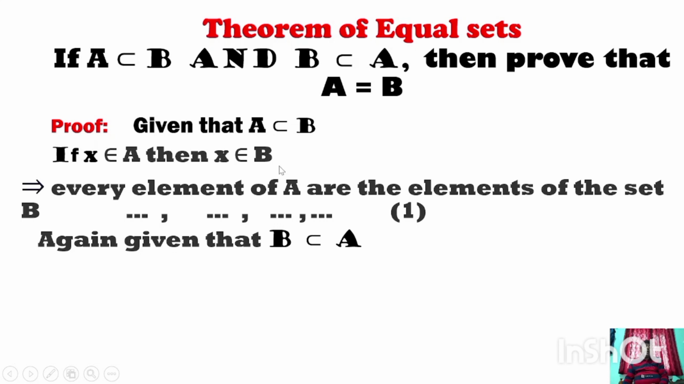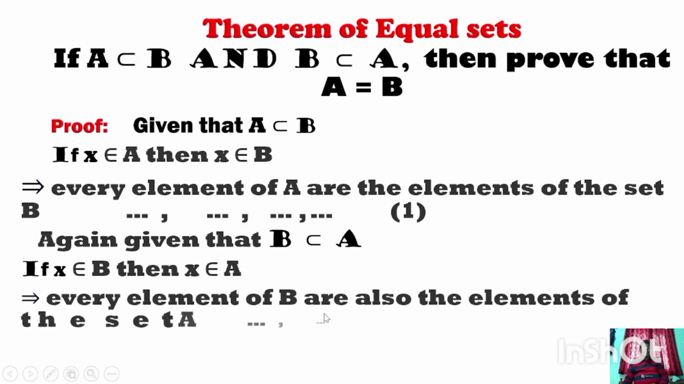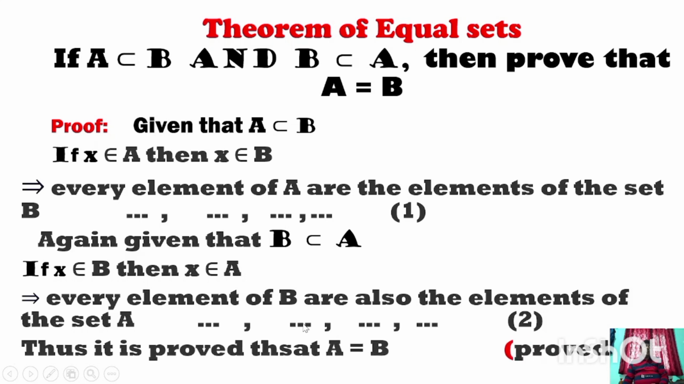And again given that B is a subset of A. Since B is a subset of A, if X belongs to B, suppose X is an element of the set B, then X is also an element of the set A. It means if X belongs to B, then X also belongs to A, as per the definition, because B is a subset of A. All the elements of the set B are also elements of the set A. So from these two points, it is clearly understood that the two sets are equal.